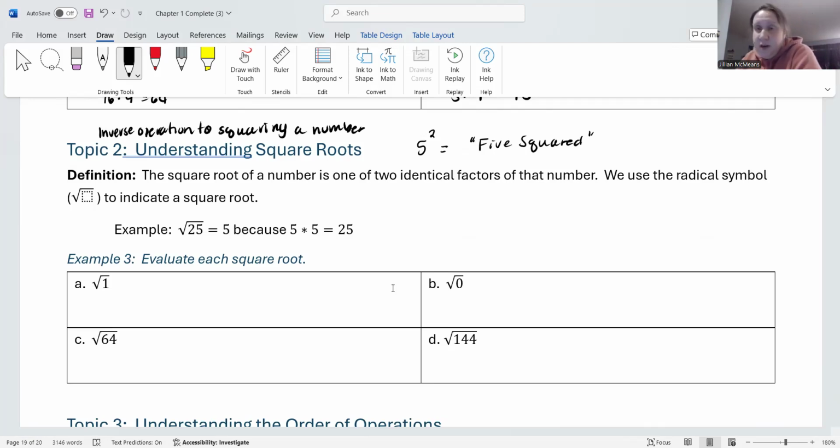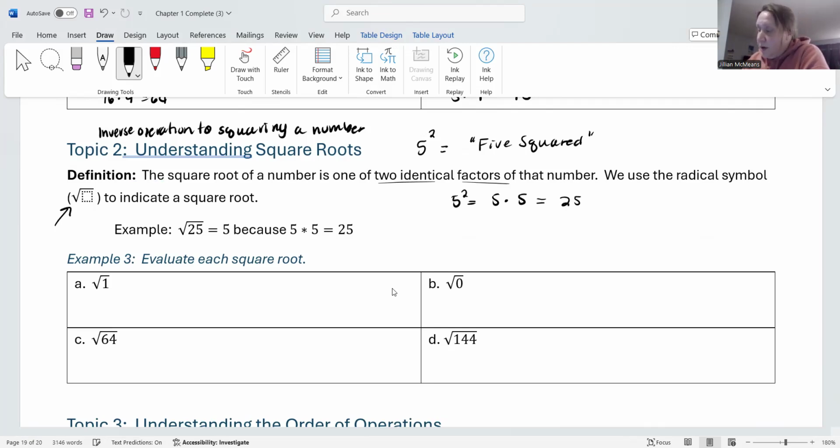So what is the definition of a square root? The square root of a number is one of 2 identical factors of that number. We use a radical symbol, that's what this is right here, to indicate a square root. What do we mean by one of 2 identical factors? When you take a number and square it, you're multiplying it by itself, so you have 2 identical factors. For example, 5 squared is really just 5 times 5, 2 identical factors, and the result when we multiply that out is 25.